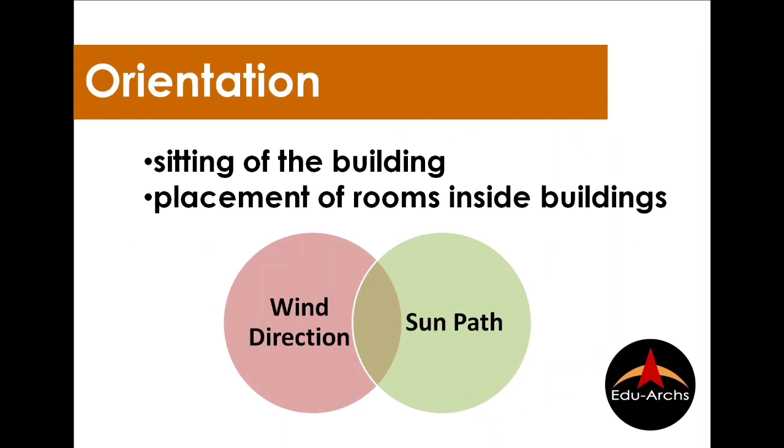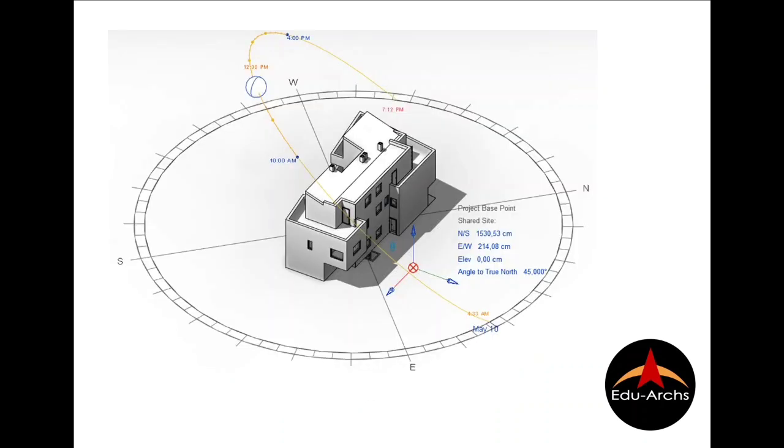Orientation. The orientation of the site plays a very important role in locating a building. The sun path diagram tells one from which side of the site the maximum heat will be coming, especially in the afternoon. This, when combined with the wind direction, would give a good idea as to how the design should be oriented so as to optimize it. The orientation along with the sun path will also determine the placement of rooms inside buildings.